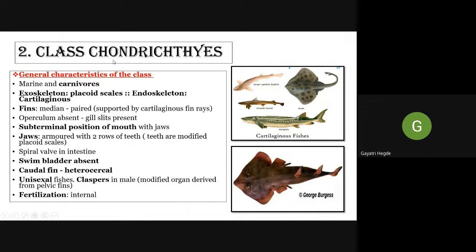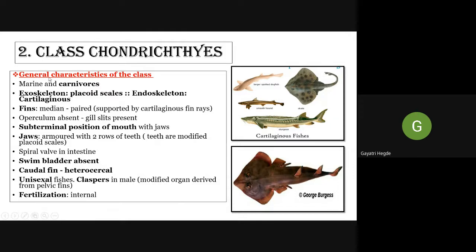First is class Chondrichthyes. This class involves all the cartilaginous fishes. So their endoskeleton is not made up of bones, like we have bones. It is made up of cartilage. So first we will go through some general characteristics of the class and then we will study one example of this.